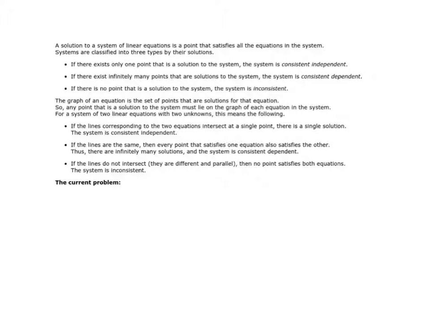There's some vocabulary that comes along with solving systems of linear equations that you may not have heard before. And the words you may not have heard are consistent, independent, inconsistent, and I guess consistent and dependent. Basically, there are three things that can happen when we're solving linear systems.